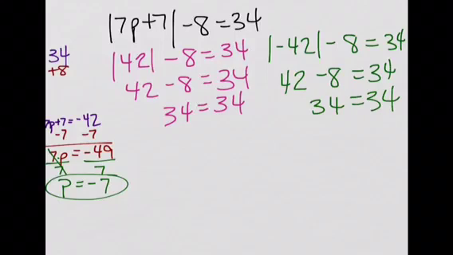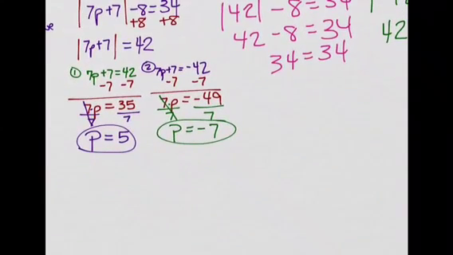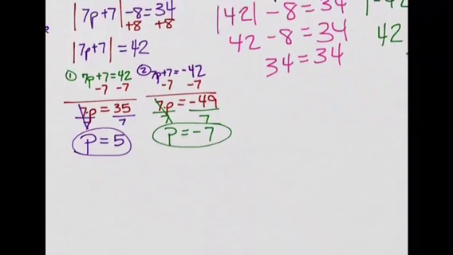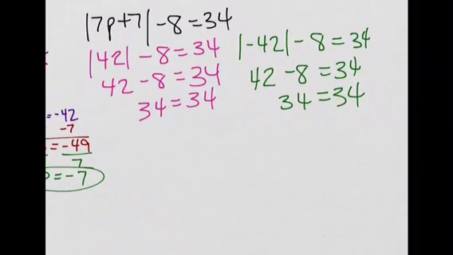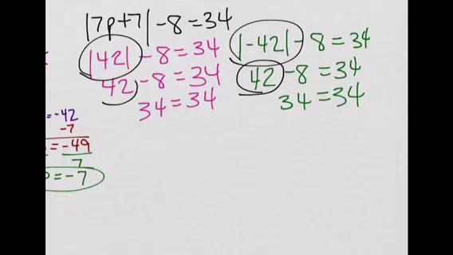So the answer to this problem is going to be 5 and negative 7. And again, look at when I check, the only difference here is that inside of the absolute value I had a 42 and a negative 42. But in the end, they both came out to be a positive 42 because of the operation that your absolute value bars actually do.